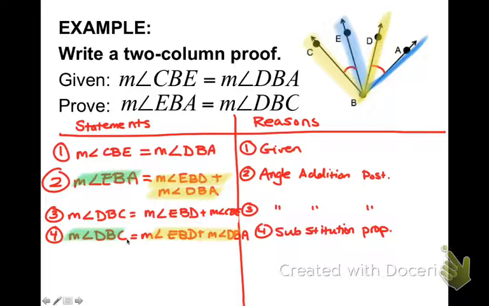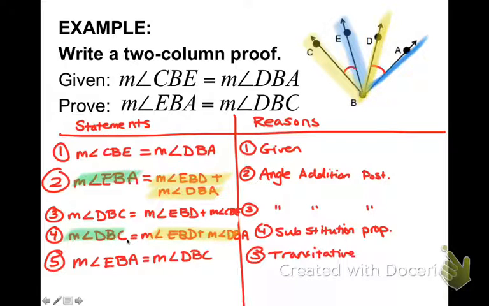So line 5 then tells us that the measure of angle EBA is equal to the measure of angle DBC because of the transitive property. Did I find the prove line? Is that what I needed to prove? Yes, so now I am done. Okay. So proofs: you have to write out all your thought process down into a logical argument to prove why something is the way it is.